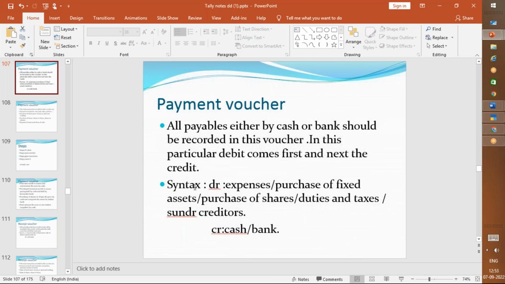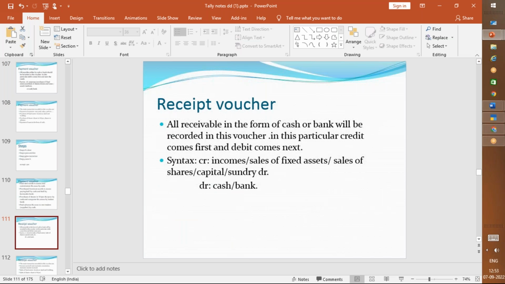As here in syntax, you can see in payment voucher, first is debit and then is credit. In receipt vouchers, it is the other way. The syntax is first credit, then debit. Whatever you put in debit, you put in credit, and vice versa in receipt voucher. All your receivables, so received, basically whatever you've sold. When you sell, you receive cash. So that is how receipt vouchers will be made.